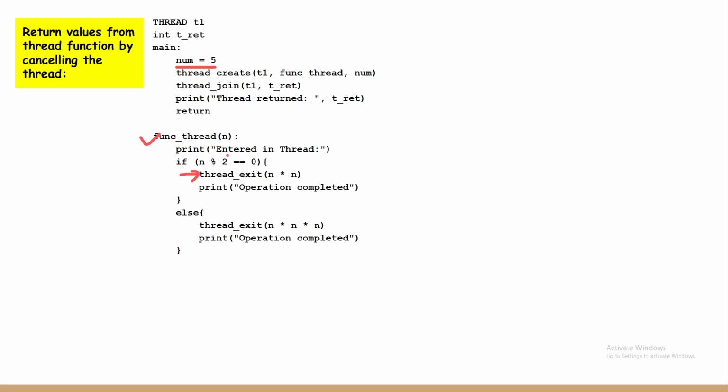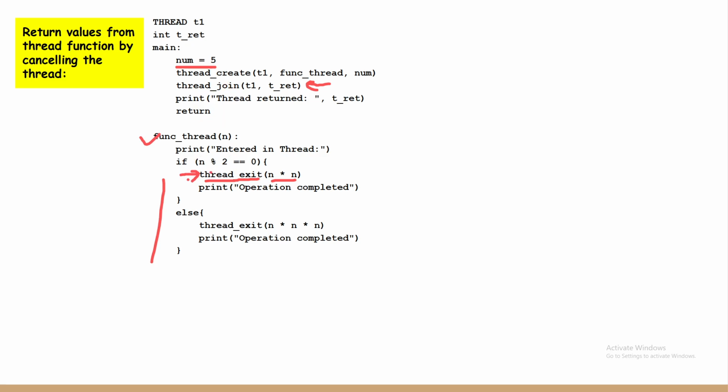First, it will print entered in thread, and it will check if the value of n is an even number or an odd number. It is first checking if it is an even number. If it is an even number, it will terminate the thread and pass the value n into n, which is 25. This value will be taken into this variable. Notice one more thing, whenever a thread terminates, any instruction after those will not be executed.